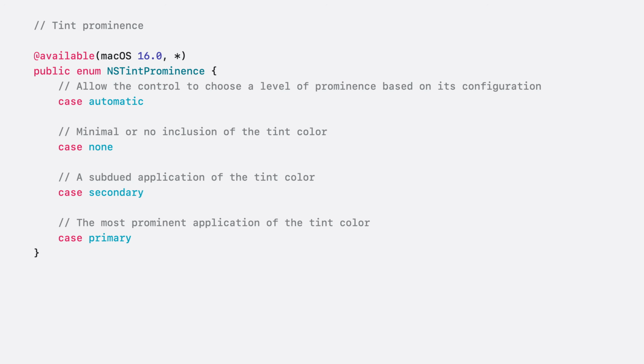The tint prominence type has 4 cases. Automatic, which indicates that the control should choose a level of prominence appropriate for its style and configuration. None, which indicates minimal or no tint color. Secondary, which indicates a more subdued application of the tint color. And primary, which applies the tint at the most prominent level.